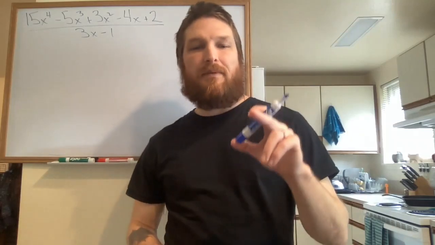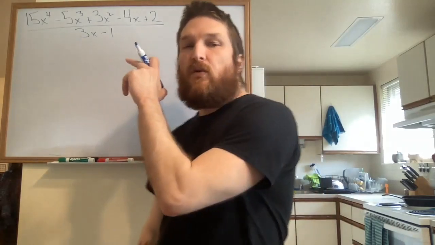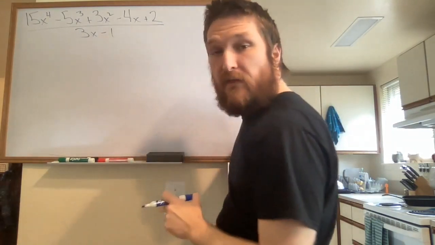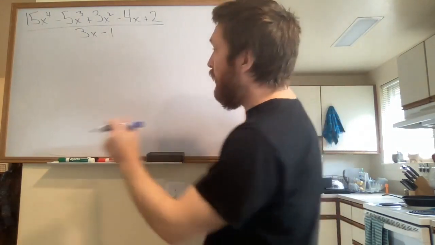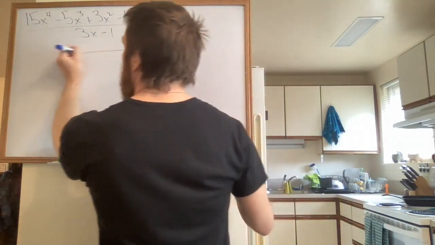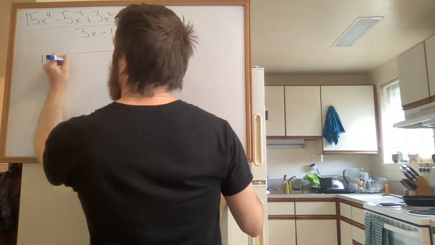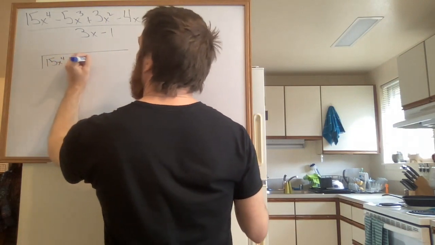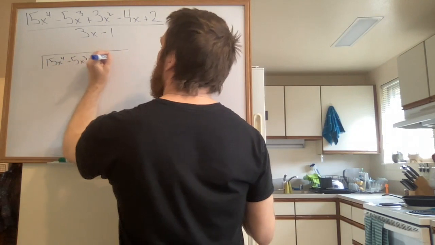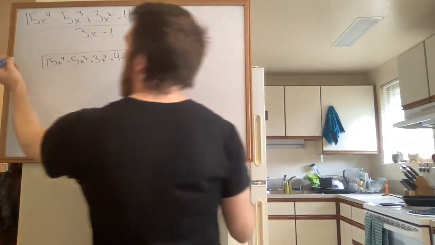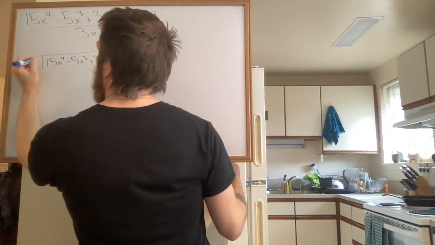Quiz 3, problem 7 says to use polynomial long division to write this as a polynomial with remainder. So we're going to use our algorithm where the numerator goes under here, 5x cubed plus 3x squared minus 4x plus 2. We're dividing that by 3x minus 1.